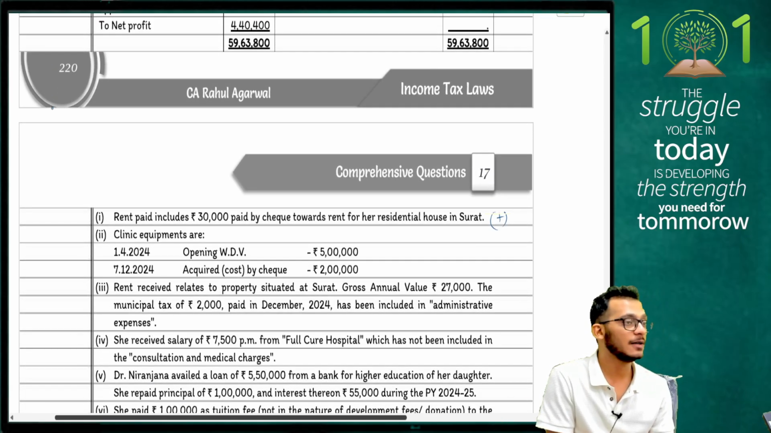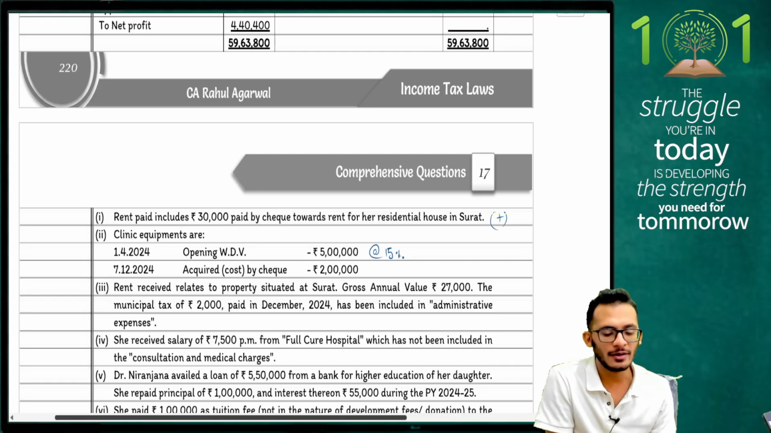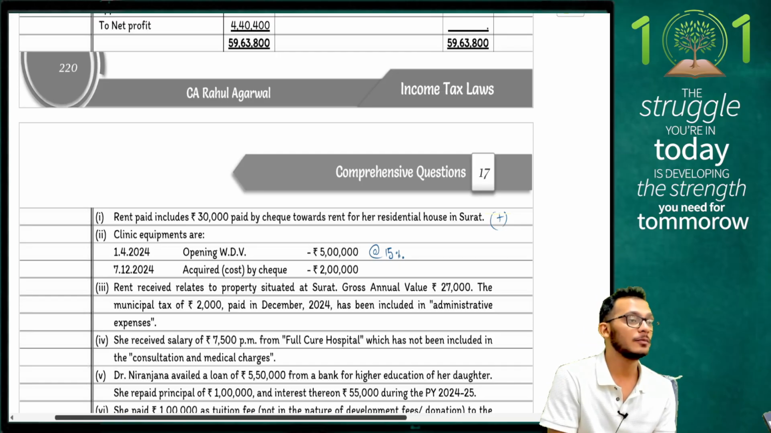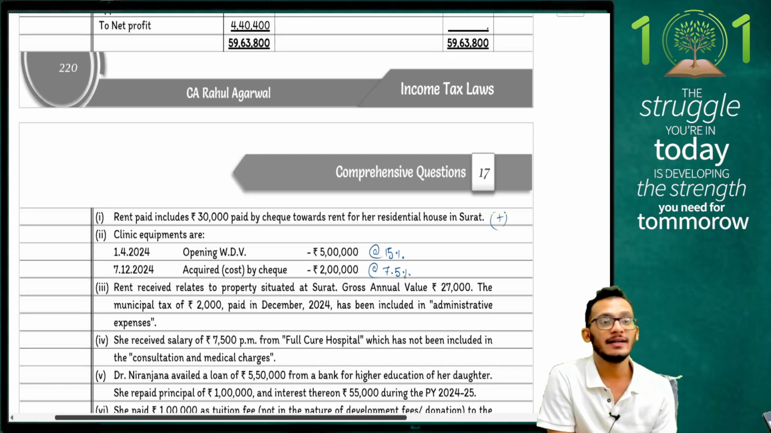First, on 1st April 24, I have an opening WDV of 5 lakh rupees, eligible at the rate of, nothing is given, always 15. I have acquired on 7th December 24 by cheque 2 lakh rupees worth of asset. I will claim 7.5 percent as depreciation. Yes.